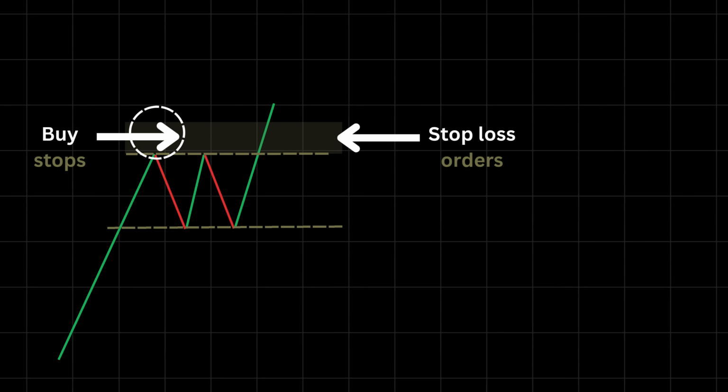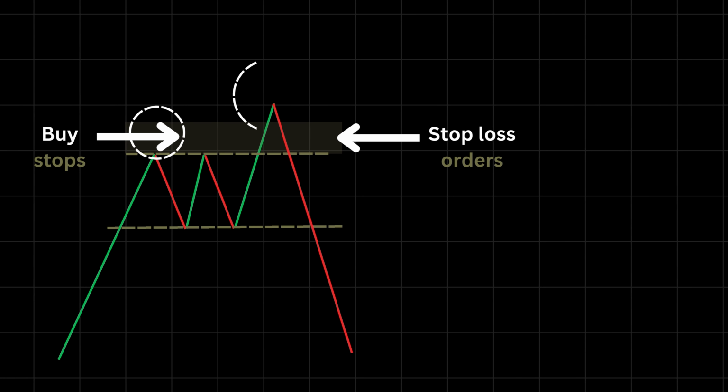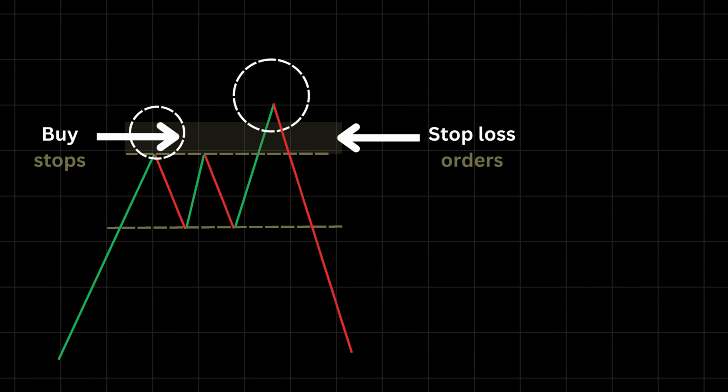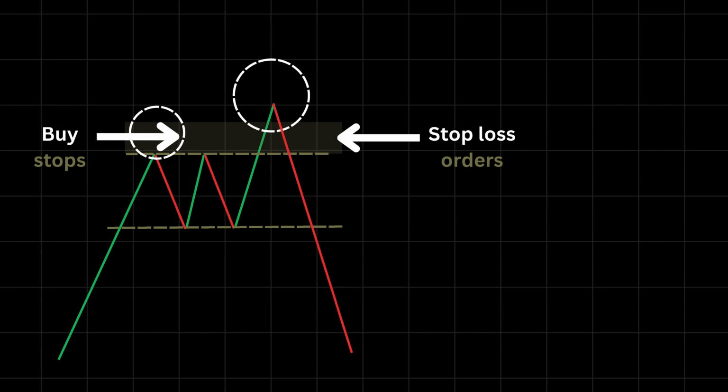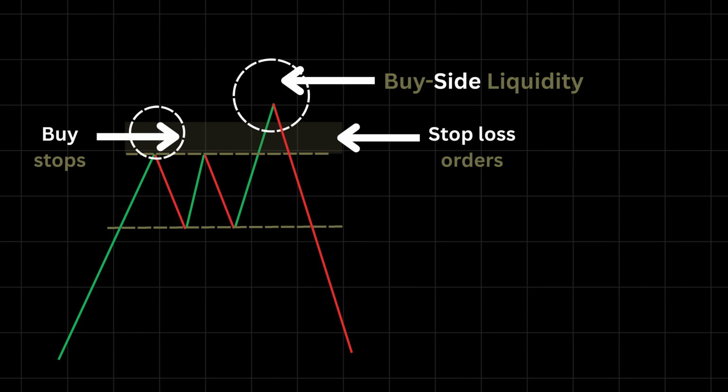Smart money knows this, so they drive price just above those highs, trigger the stops, use the demand spike to fill sell positions, and then flip the market. That's what's known as a buy-side liquidity grab.